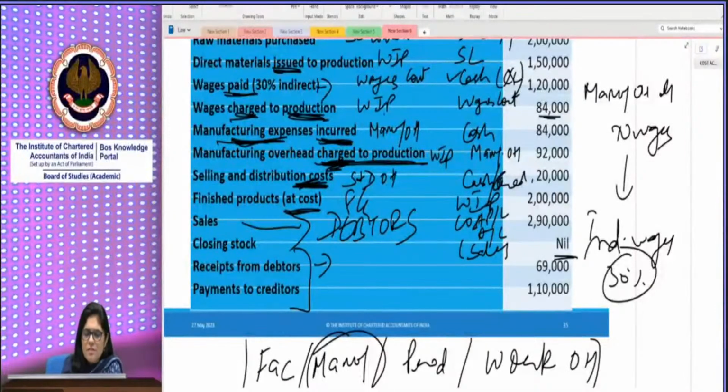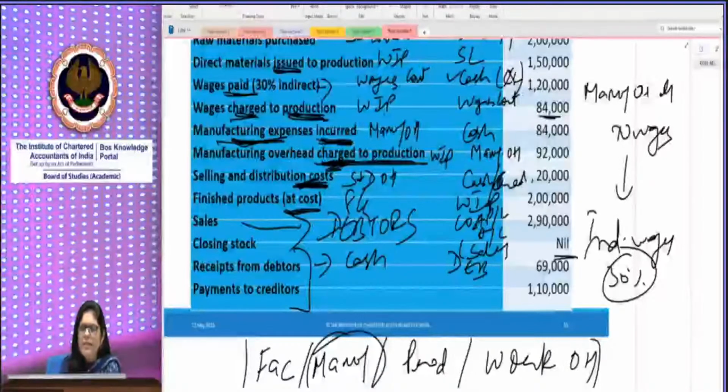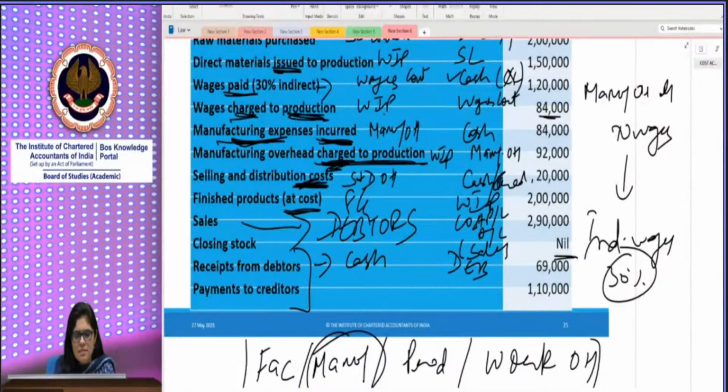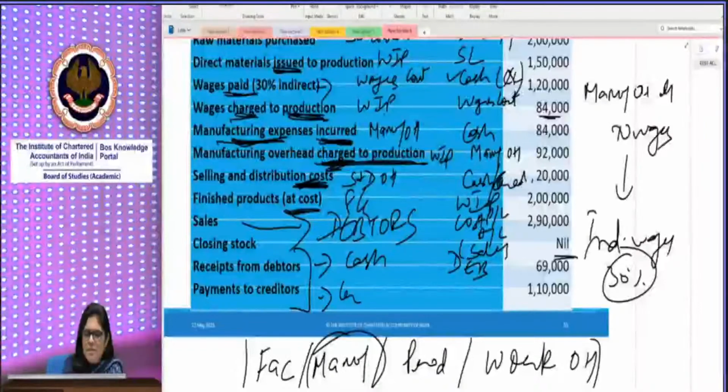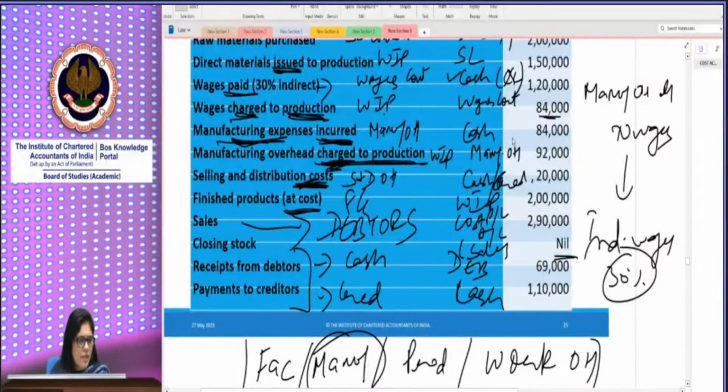Receipt from debtors. So what will be the entry? Cash or bank to debtors account. Integrated, so you can use debtors. In integrated we use cash, bank, debtors, creditors, vendors. We use these accounts. Payment to creditors. Creditors account debit to cash or bank or whatever it is. Okay. So this is how we do the integrated.